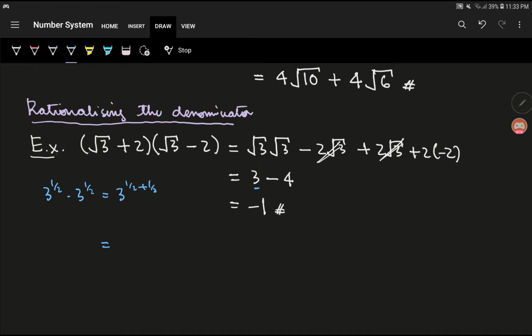Okay, so this surd is cancelled out by this surd, because both of them are the same but with different signs. When we have different signs together, they cancel out each other.